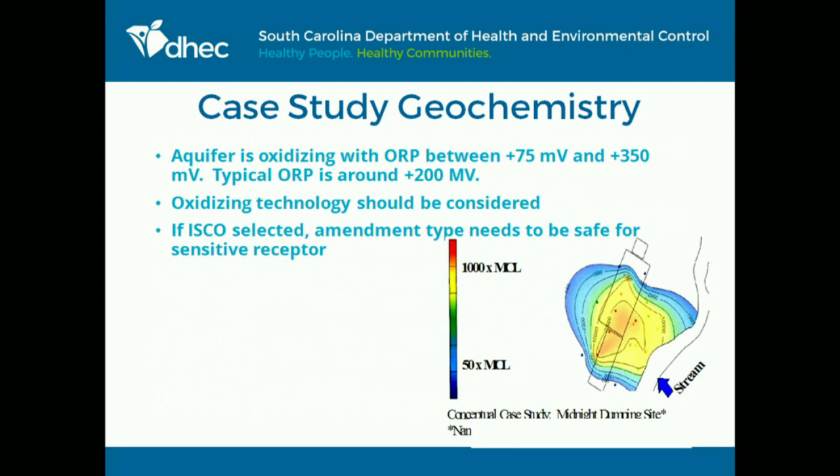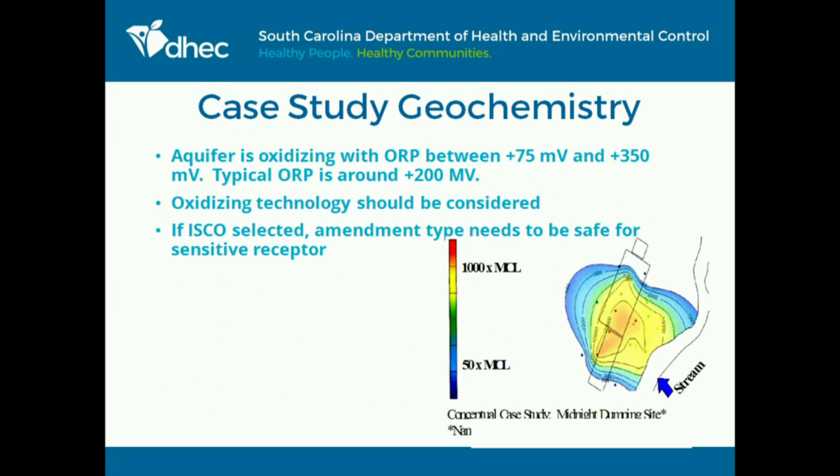So back to our little case study. We've got an oxidizing aquifer with the ORP between plus 75 and plus 350. The typical ORP of the site is around plus 200. So in this case, an oxidizing technology should be considered.